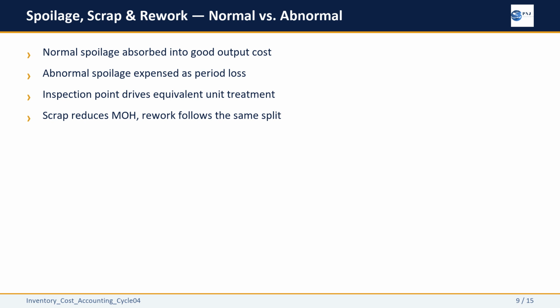Units spoiled before the inspection point get no cost, while units spoiled at or after it carry full processing cost and enter the equivalent unit count. Scrap with recovery value reduces overhead when normal and is a loss when abnormal. Rework follows the same normal versus abnormal logic. All of this rolls up into one final number.